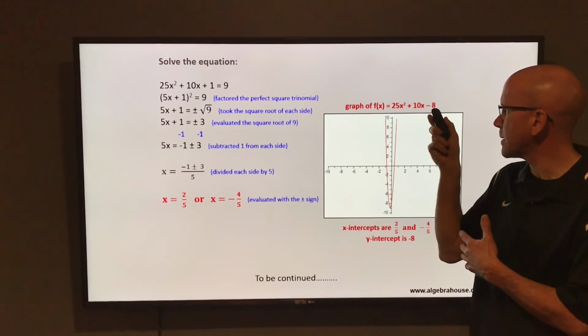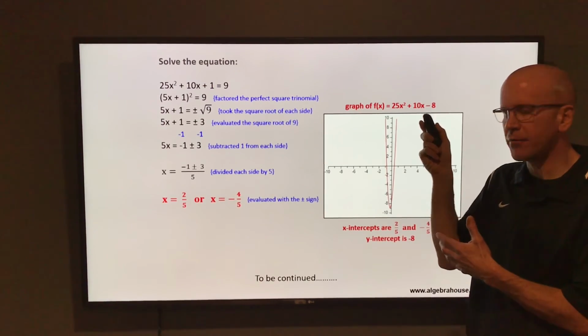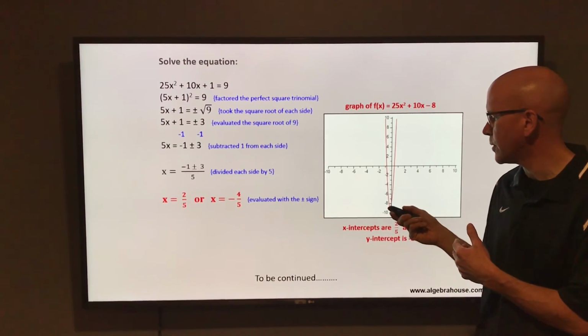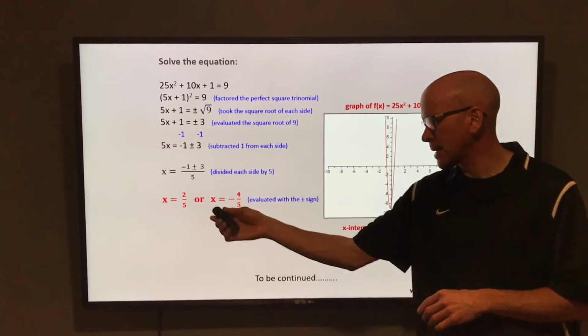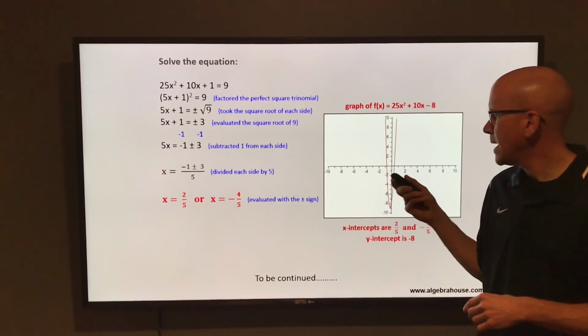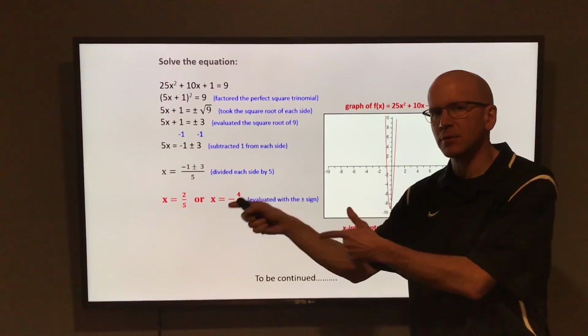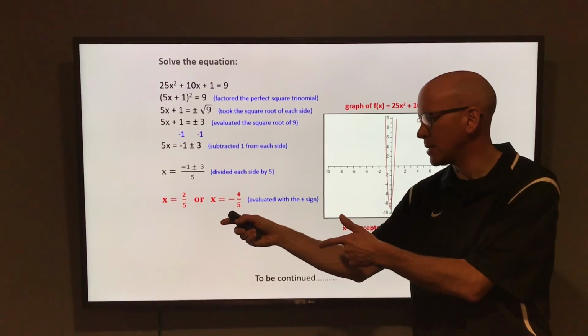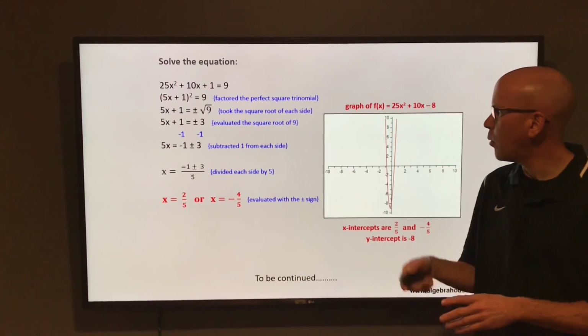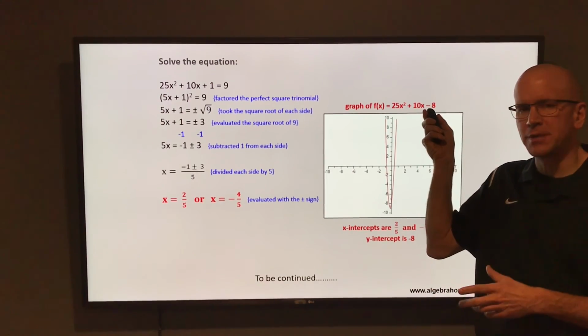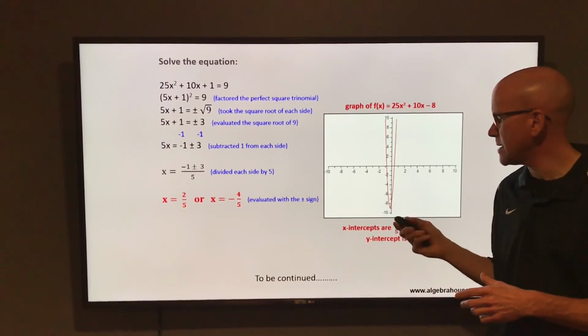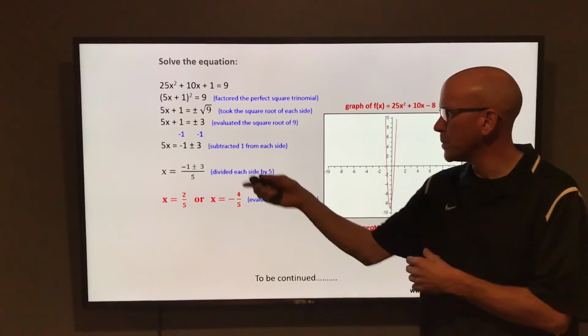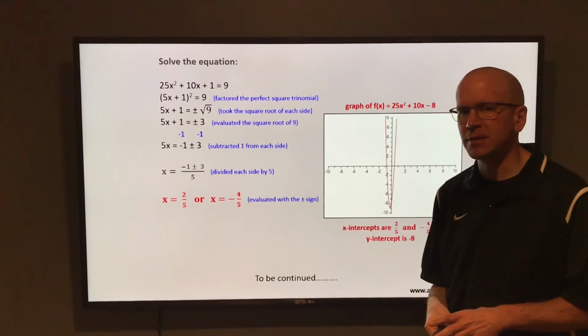So the y-intercept is the constant term when it's in standard form. It's negative 8. You can see that's true. It hits the y-axis at negative 8. And also it hits the x-axis at 2/5 and negative 4/5. So the x-intercepts, when you solve for x, you get 2/5 and negative 4/5. The y-intercept is the constant term when it's in standard form. In this case, it's negative 8. And the parabola opens upward because the coefficient of x squared is positive.